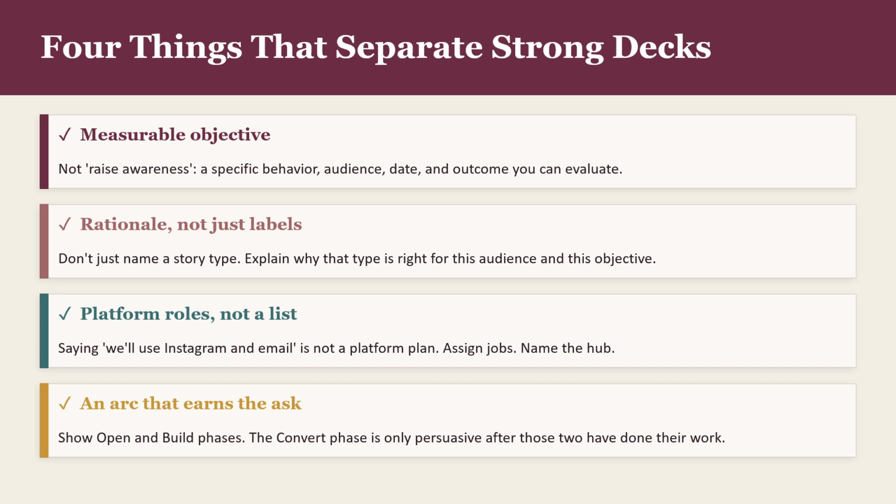You need platform roles and not a list. We'll use 4 platforms is a distribution decision. Assign jobs, name the hub, show why each spoke feeds your hub. It is an arc that earns the ask. If your first piece of content includes a donation link, then you've collapsed that arc. Open and build phases exist to make the convert phase land. Don't skip them.